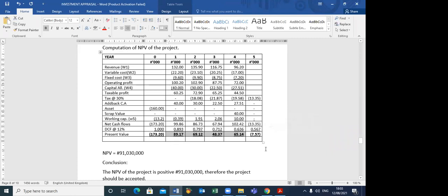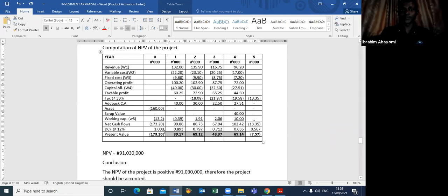65.14. I got 271.8. Okay, write it down. Now, 173.2 plus 7.57. These are the 2 negative figures there.